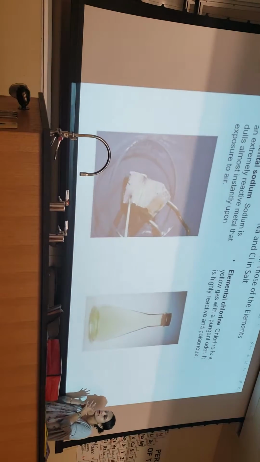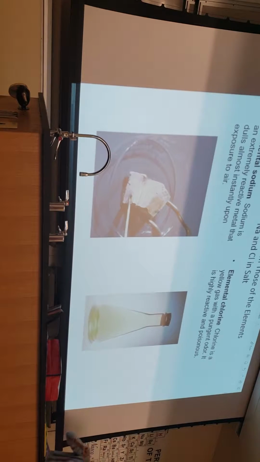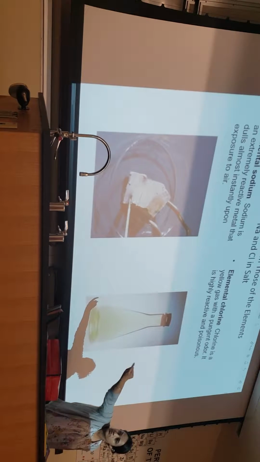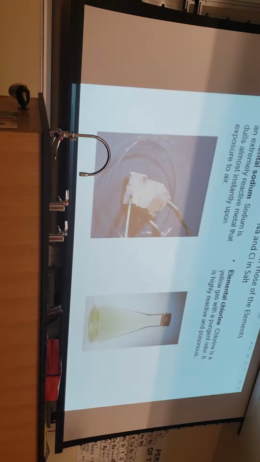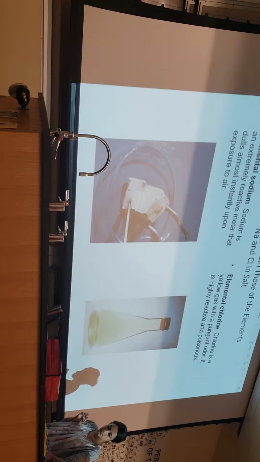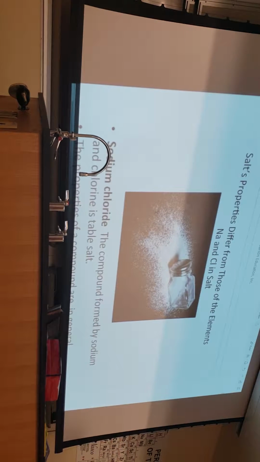If you look at chlorine, chlorine is a gas at room temperature. If you look at it, it's red on the periodic table. It's a gas at room temperature. It's poisonous, right? So obviously you don't want to breathe this in. Now both of these combined make salt. Table salt, which you use to season your food.